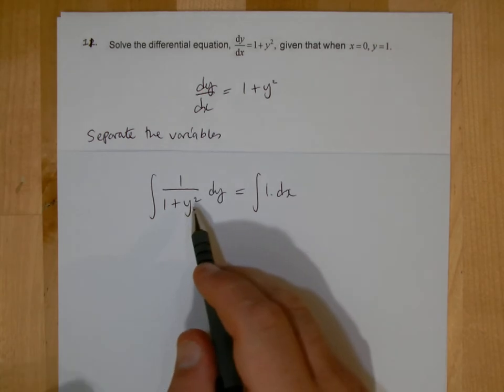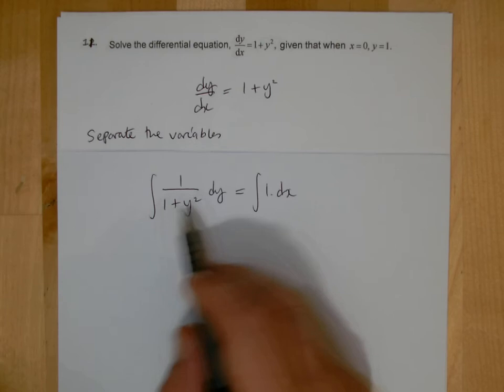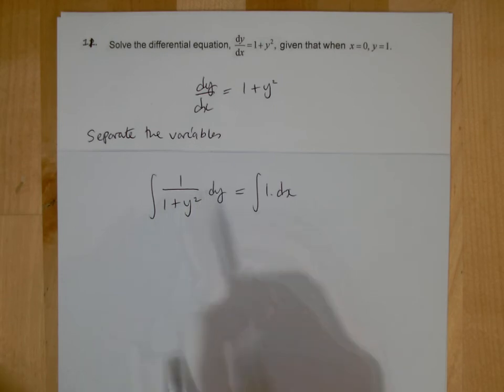Now, it's different to the previous ones, yeah? It's not going to be ln, because it's not linear on the bottom. Okay, we've got y squared. So how do we go about integrating this?